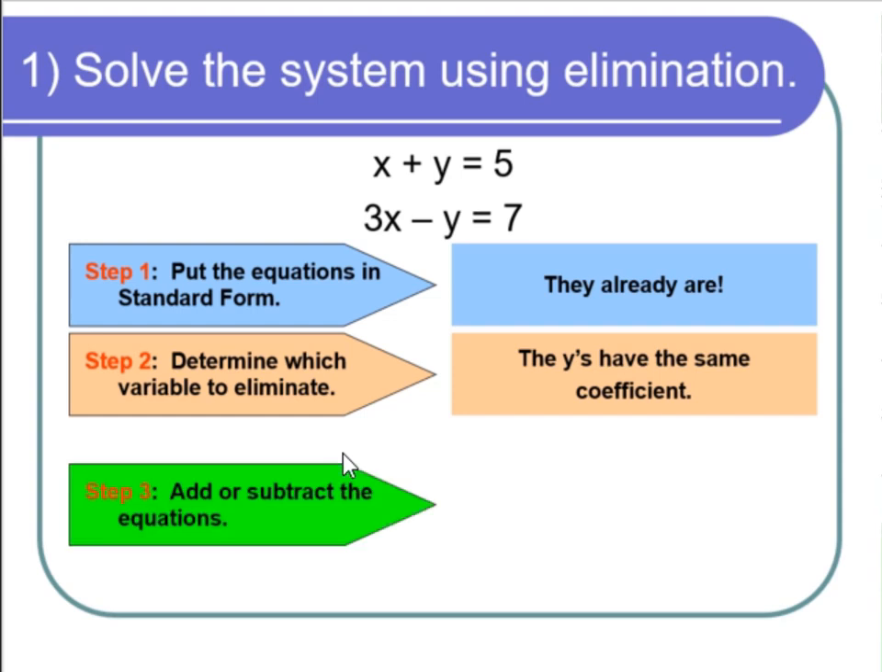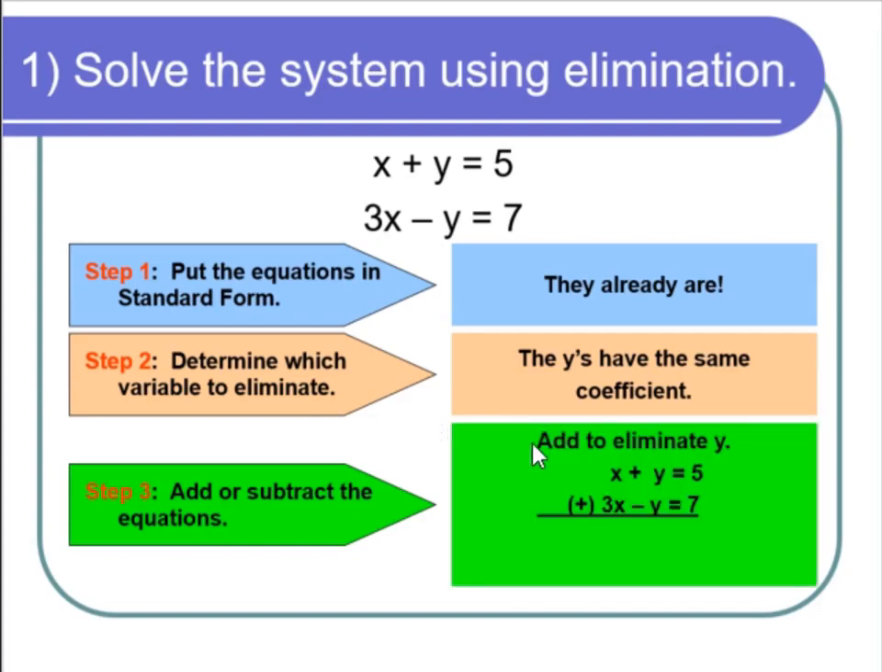And then the third step, we determine if we are going to use addition or subtraction. Looking at the sign of the coefficient of y, the first one is positive and the other is negative. So we will be using elimination by addition since the signs are different. So we have to eliminate the variable y. x plus y is equal to 5 plus equation 2, 3x minus y is equal to 7. The y, since they have different signs, will be eliminated.